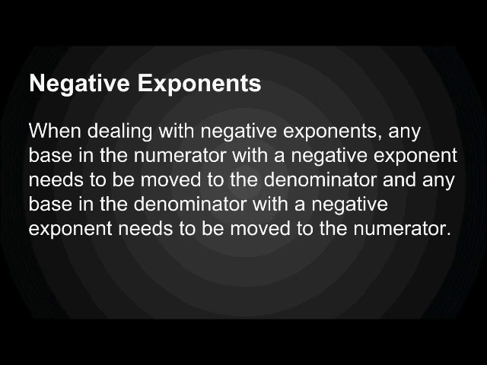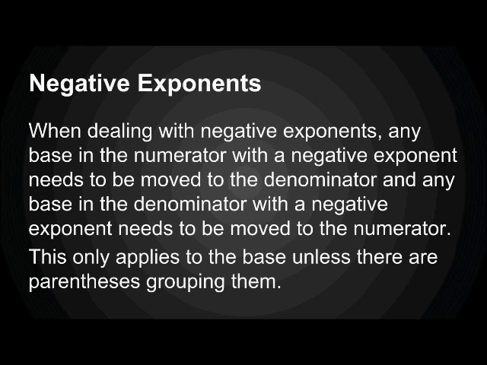Alright, negative exponents. When dealing with negative exponents, any base in the numerator with a negative exponent needs to be moved to the denominator, and any base in the denominator with a negative exponent needs to be moved to the numerator, so you just switch them over to the different side. This is only top and bottom, not side to side. This only applies to the base unless there are parentheses grouping them.